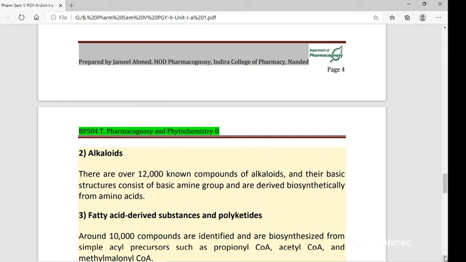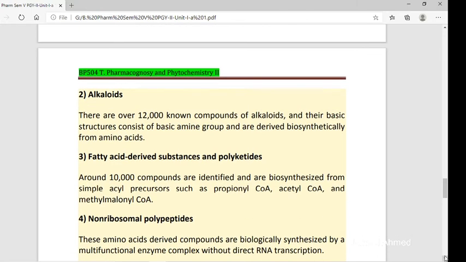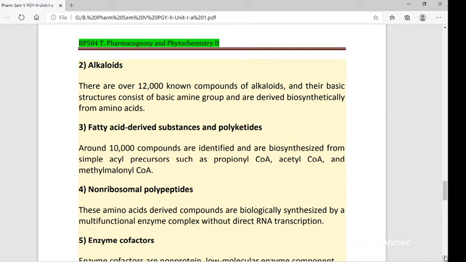Second one, alkaloids. Alkaloids are basic nitrogenous amino group compounds which are derived biosynthetically from amino acids. Fatty acid derived substances and polyketides: around 10,000 compounds are identified and are biosynthesized from simple acetyl precursors such as propionyl coenzyme A, acetyl coenzyme A and methylmalonyl CoA.